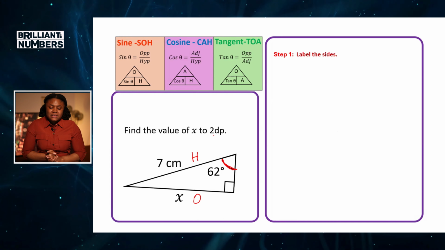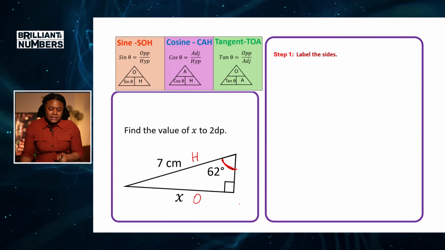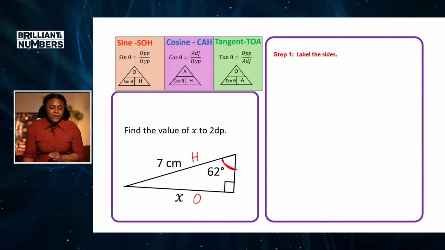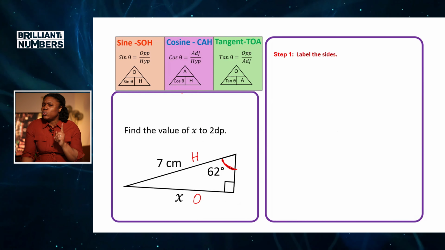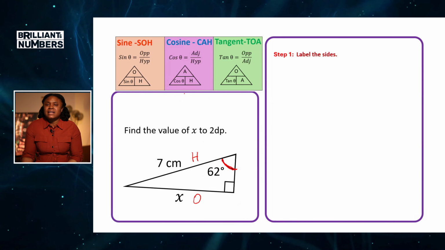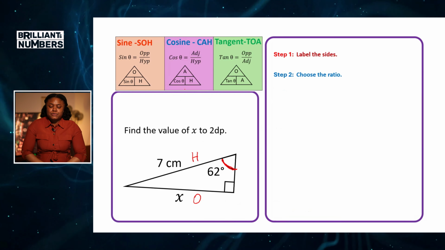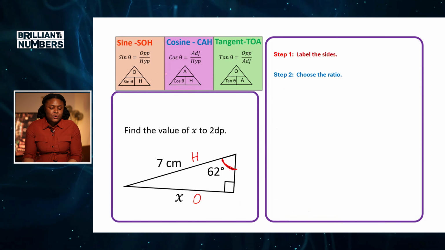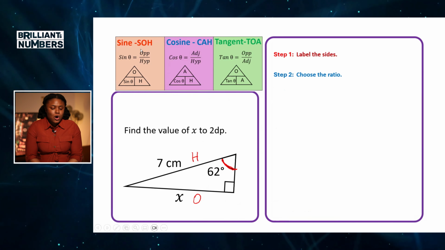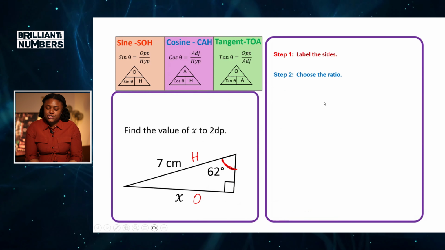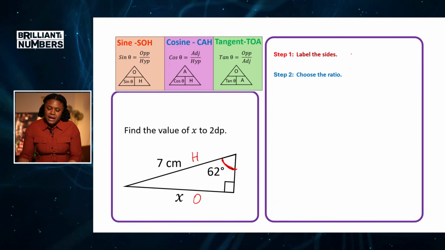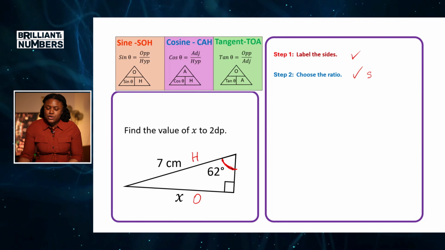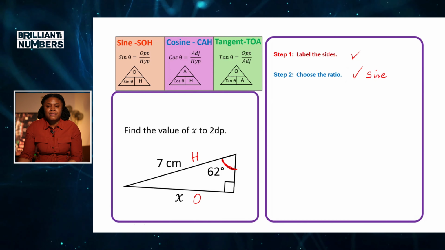Now, once we have labeled the sides, I can see here that I've got the opposite side and the hypotenuse. I look back on my ratios now and I ask myself, which ratio has O and H? That brings us to step 2. I need to choose my ratio. The ratio that has both O and H, I can see here, is the one in orange, which is the sine ratio. So I'm going to put a tick here. I have labeled my sides. See, logical sequences. I have now chosen my ratio. I know I am using the sine ratio. So I write that down.